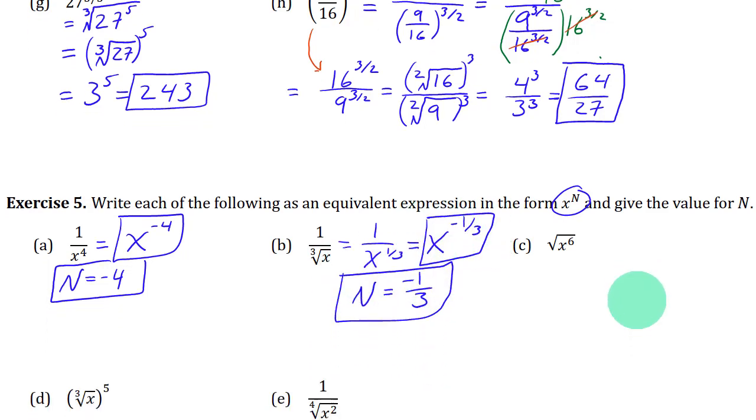Okay, well, let's see. The square root of x to the 6th. Well, a square root, remember there's like an invisible 2 here with any square root. That means to the power 1/2. So this is x to the 6th all to the power 1/2. And you can multiply those exponents. You can do 6 times 1/2, which is 3. So this is just the same thing as x to the power 3. And so in this case, the n, it's a capital N, I guess, is 3.